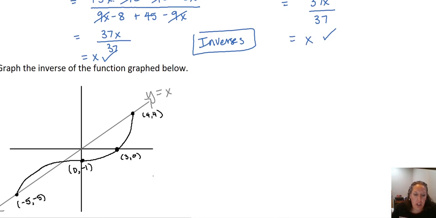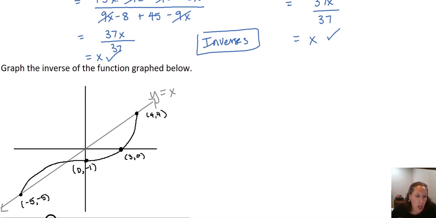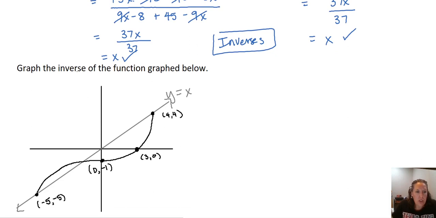All right, now let's look at the relationship on a graph. So if we wanted to graph the inverse of this function, inverses are switching our x and y values. And so if we wanted to graph this inverse, we're just going to switch all of our x and y values. We're going to reflect our graph across the line y equals x. So the point 4, 4, well, if we switch our x and our y, it's still going to be at 4, 4.